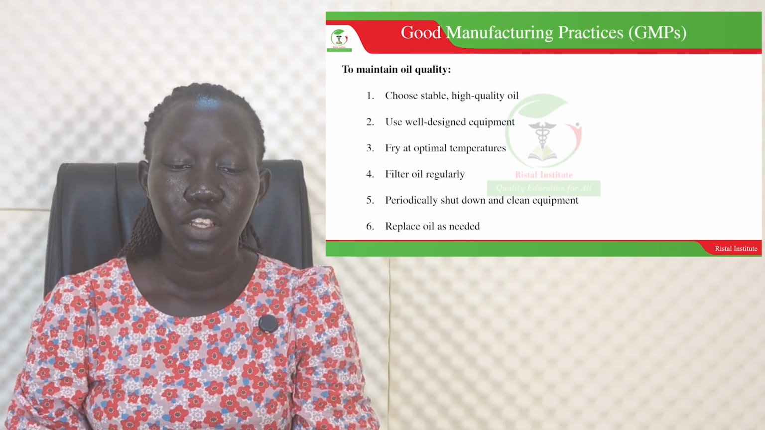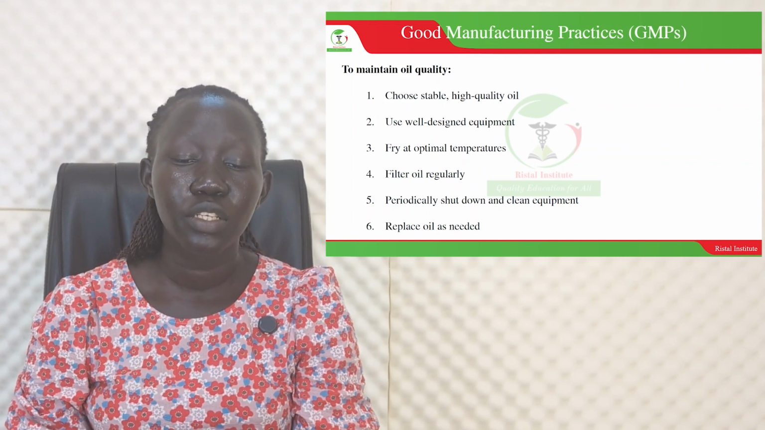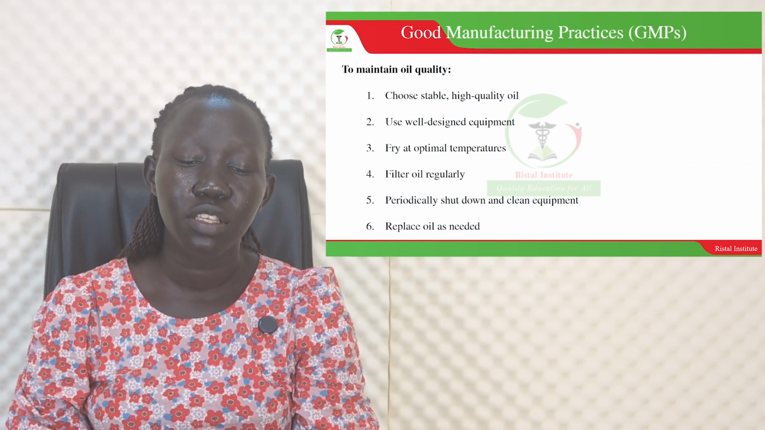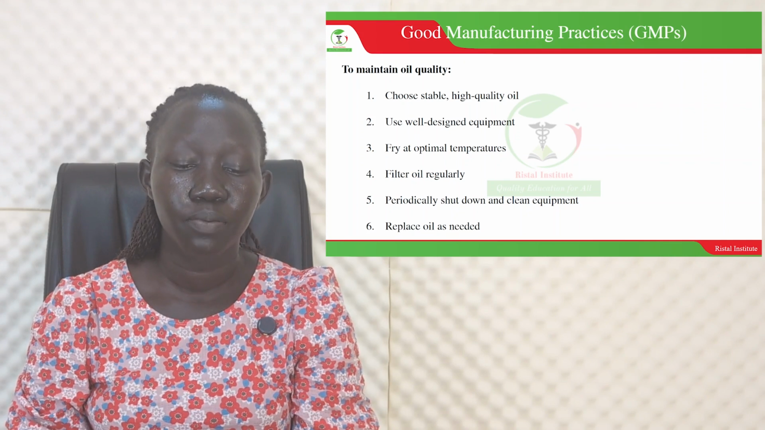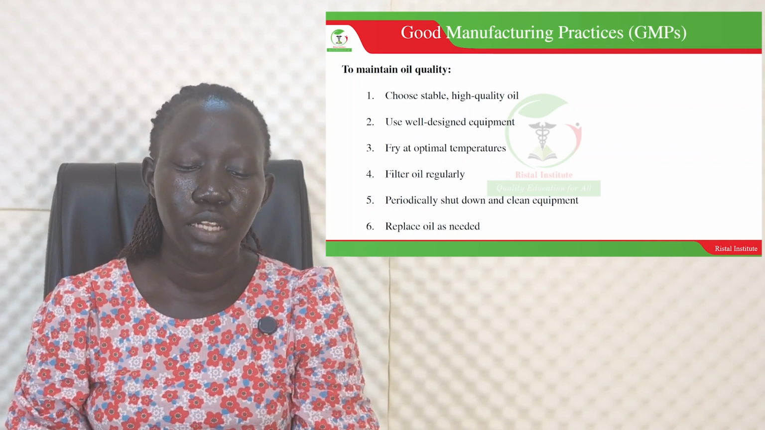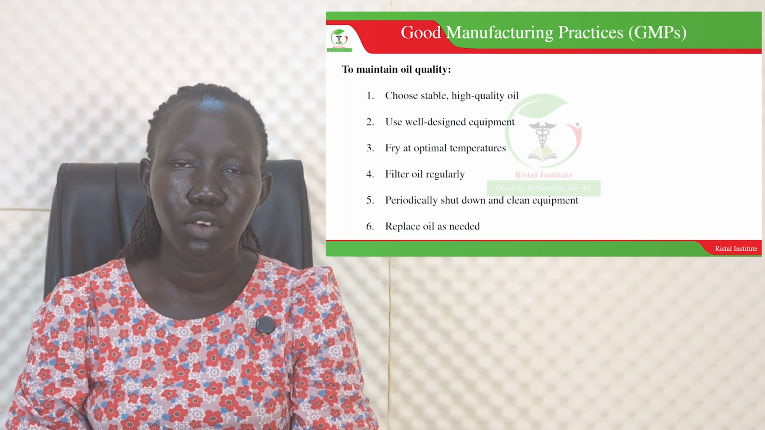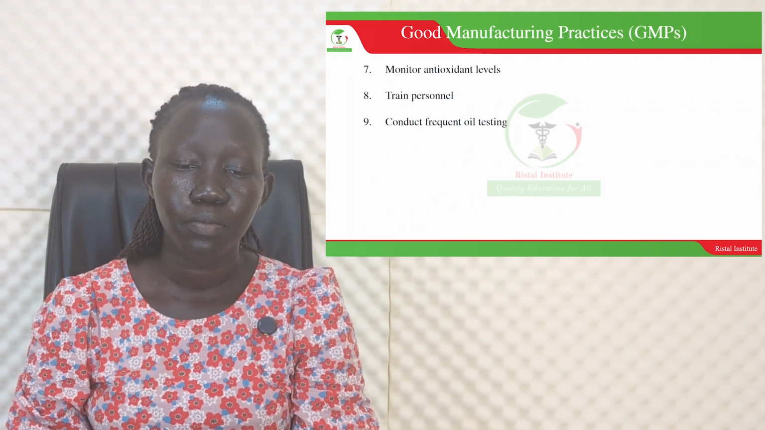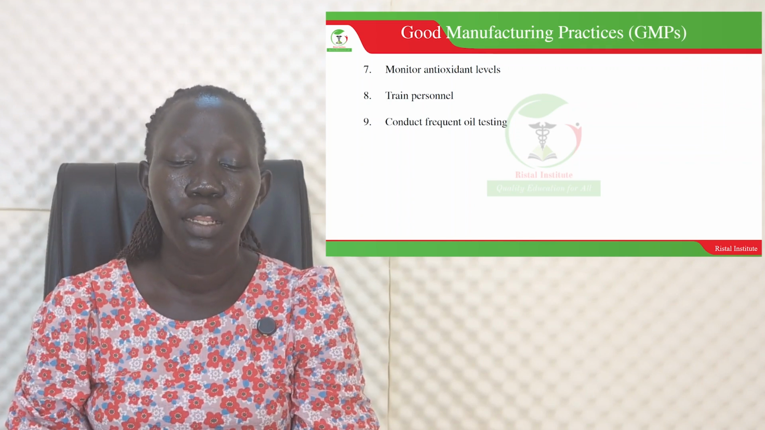What are the good manufacturing practices involving fats and oils? To maintain the quality of oil, one, you have to choose the stable, high quality oil, choose well-designed equipment, and also fry at optimal temperatures. You have to filter the oil regularly and periodically shut down and clean the equipment, and also replace the oil as needed. Avoid overusing the oil. Monitor antioxidant levels. You also have to train the personnel involved and also conduct frequent oil testing.